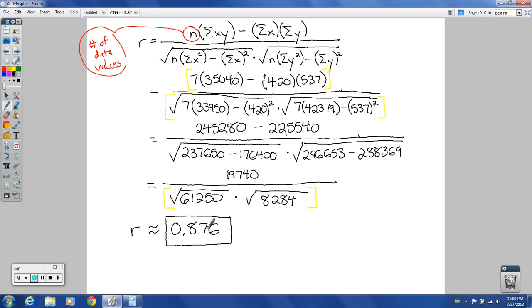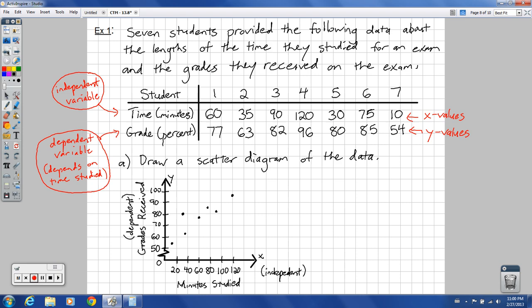That's a pretty strong positive correlation. Why is it a positive correlation? It's because the slope is positive. It's going up as you move left to right.